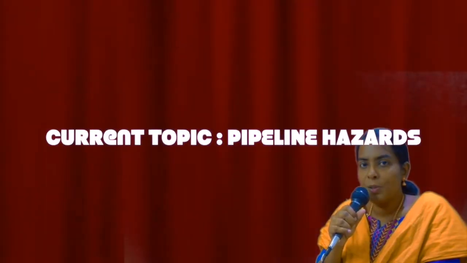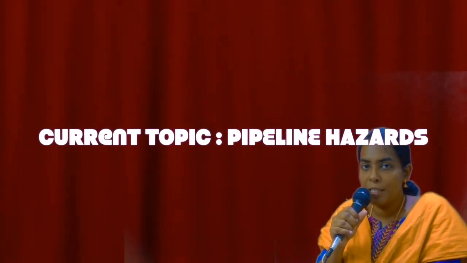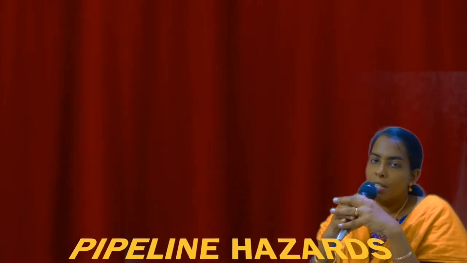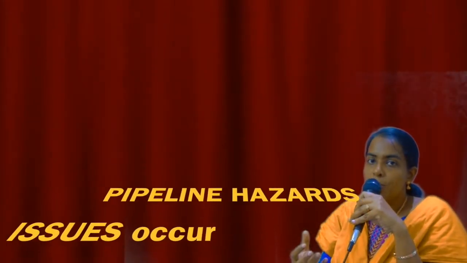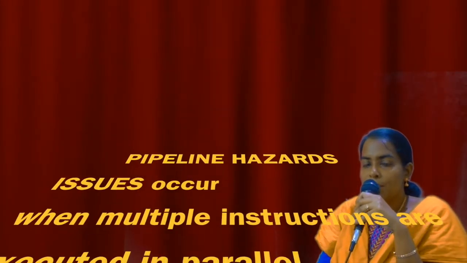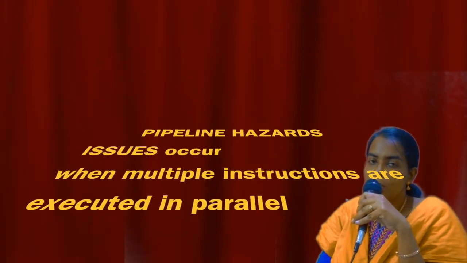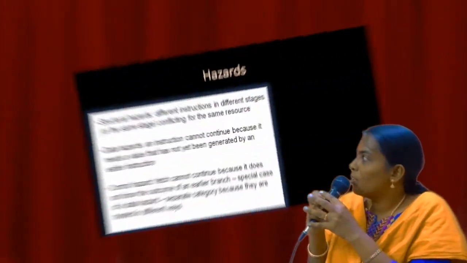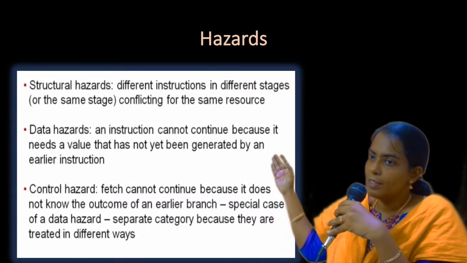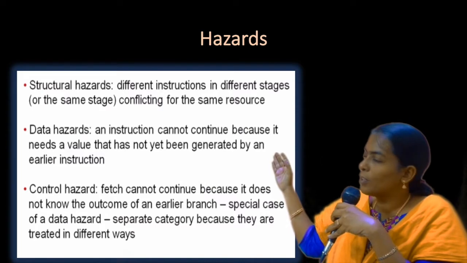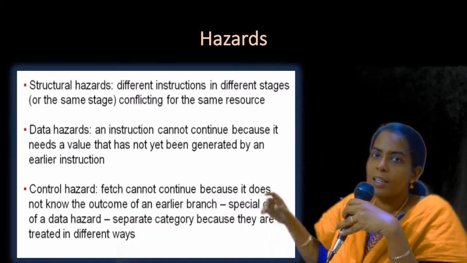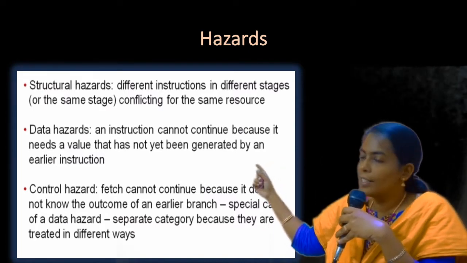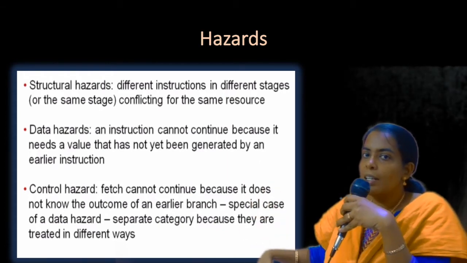In this lecture, we are going to learn about the different types of hazards we will come across in the pipelining technique. So what do we mean by hazards? Hazards are the issues or problems that arise when multiple instructions are executed in parallel. There are three different types of hazards. The first one is a structural hazard, which can also be called a resource hazard. The second type is a data hazard, and the third one is called a control hazard.